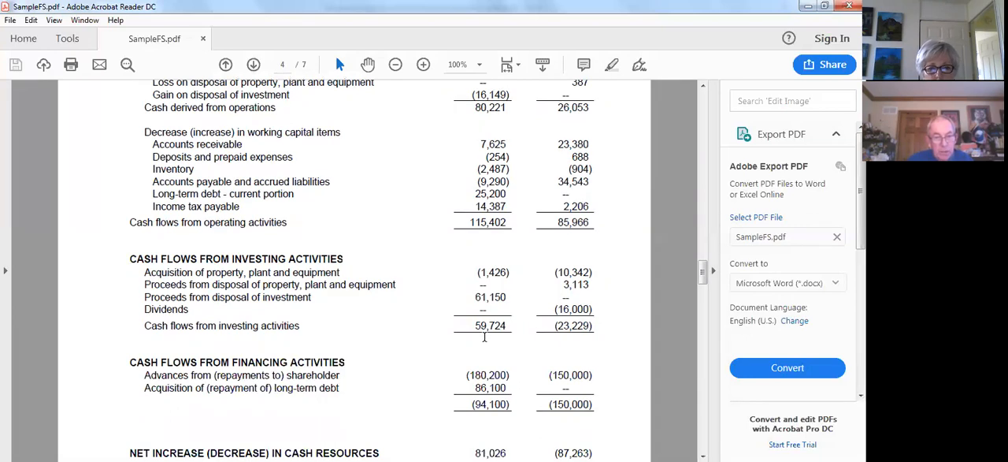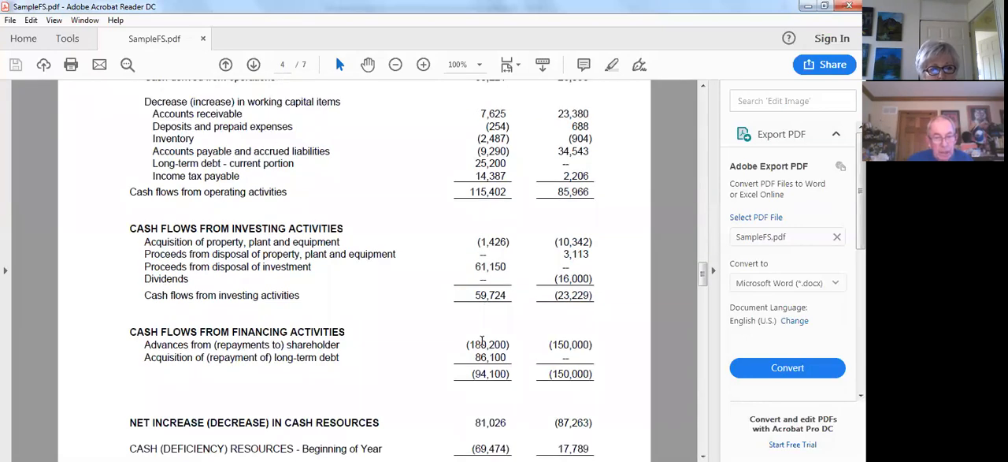Finally, there's cash flows from financing activities. So you paid off a shareholder $180,000. That took away $180,000 of cash, but you borrowed $86,000 from the bank. So your net from financing activities is minus $94,000.